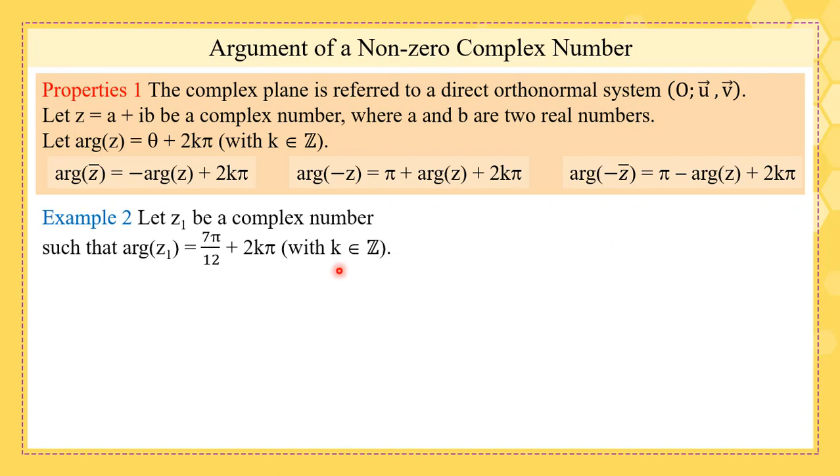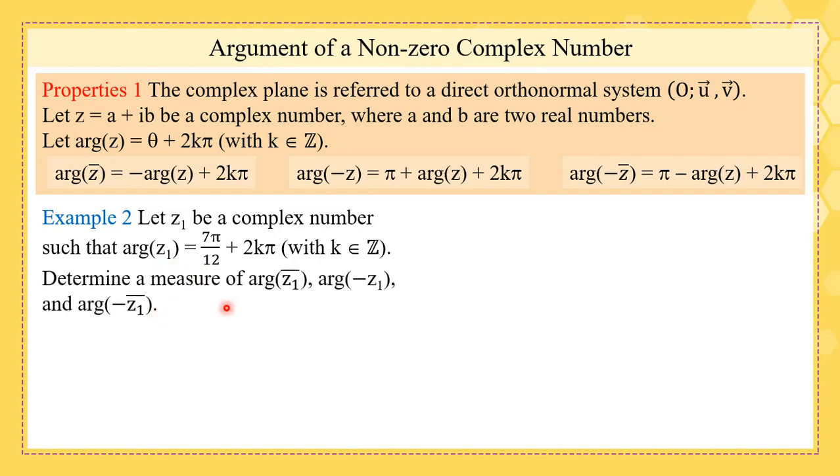Let's see this example. Z1 is a complex number such that argument of Z1 is 7 pi over 12. The question is to determine a measure of each of the following arguments. Well, argument of Z1 bar is minus argument of Z1, applying this property, so it will be negative 7 pi over 12. Now argument of minus Z1, applying this property, this would be pi plus argument of Z1, so pi plus 7 pi over 12, which is 19 pi over 12, or if we subtract 2 pi, we get negative 5 pi over 12.